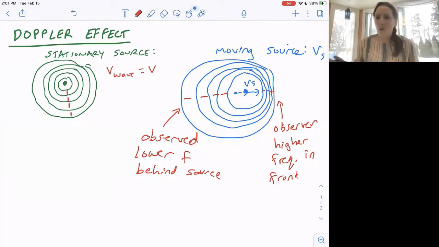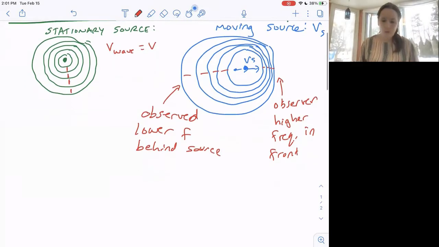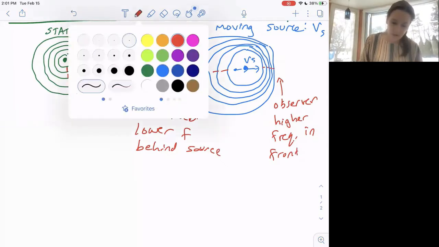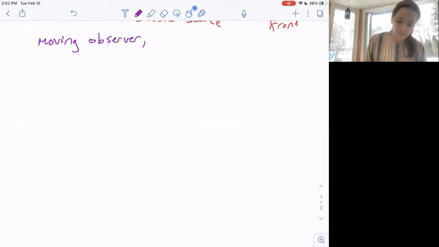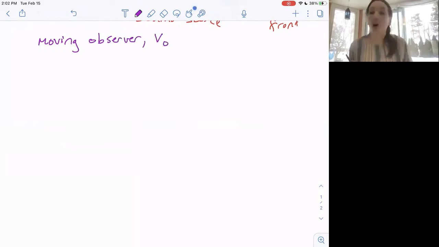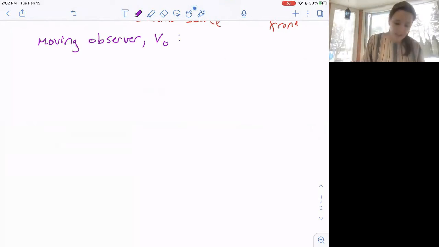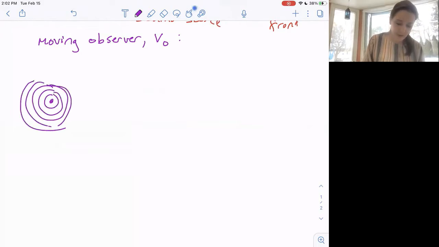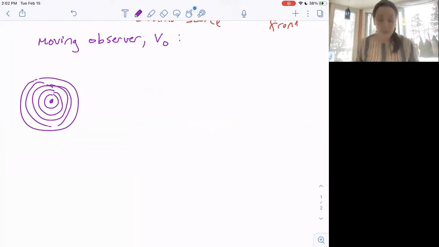So we can also say that basically the same thing will happen if the source is stationary, but you're moving towards it. So let's just, for good measure, look at that example. Let's just say that we have a moving observer, which has some speed v sub o for observer. And in this case, I would have the stationary source with my concentric sound waves that are being emitted, and then I would have my observer here.